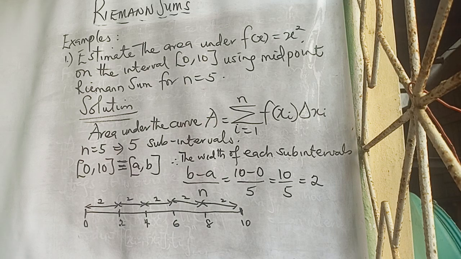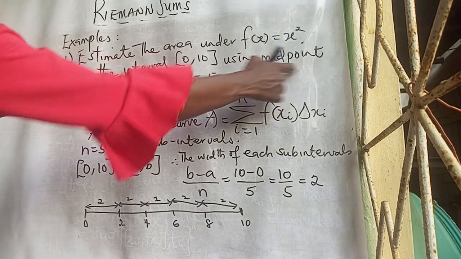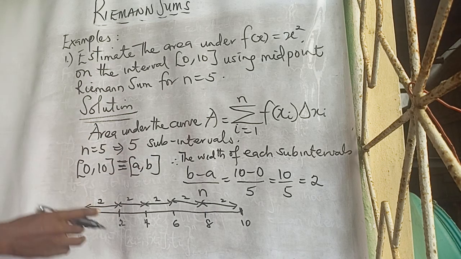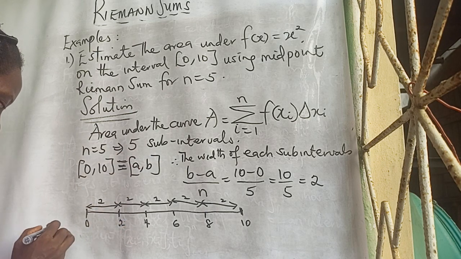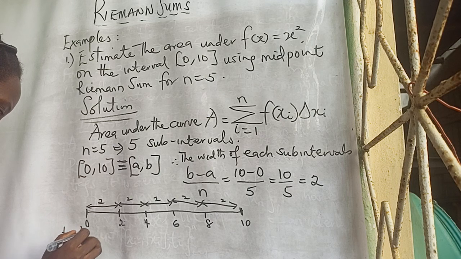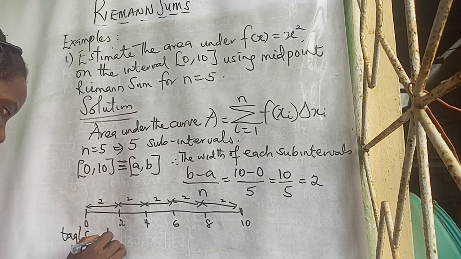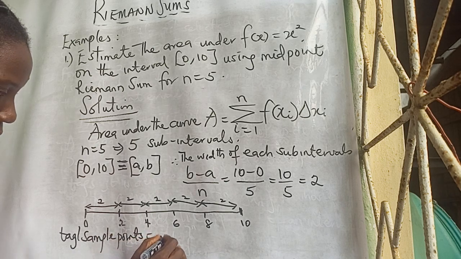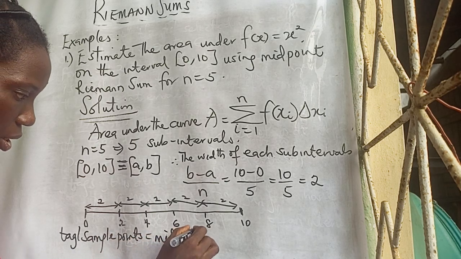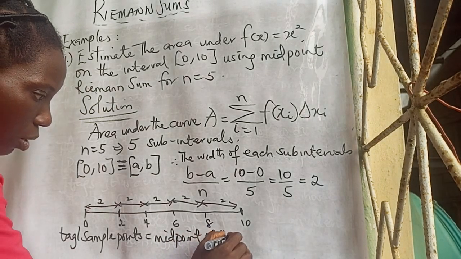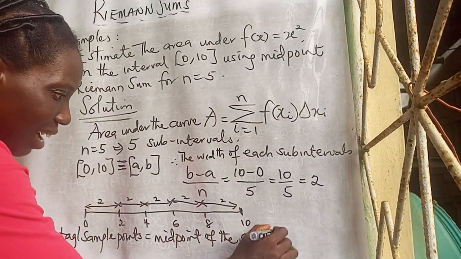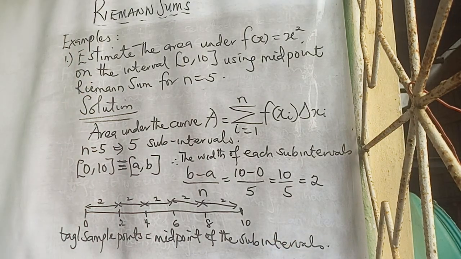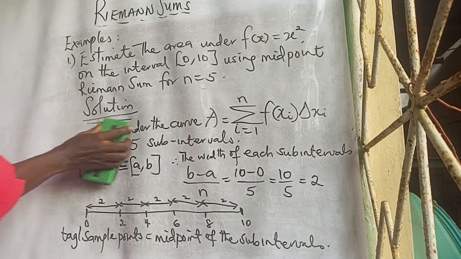But remember, we are told to use the midpoint Riemann sum. So we need to get the midpoint of these intervals as our tag. Tag or sample points equals the midpoint of the subintervals. The midpoint of the subintervals.